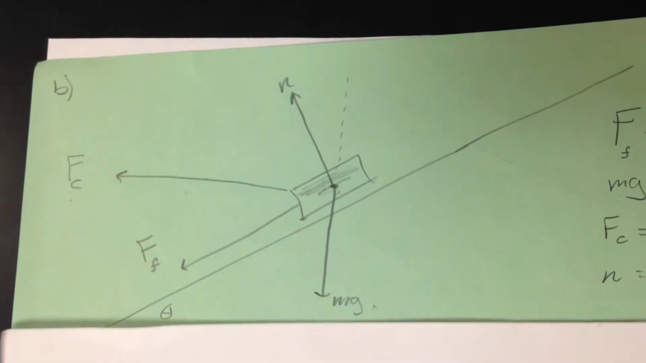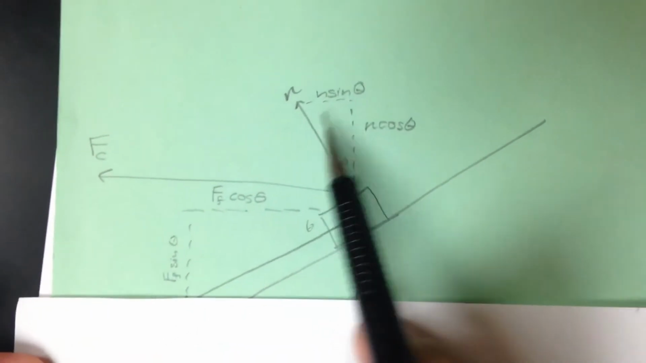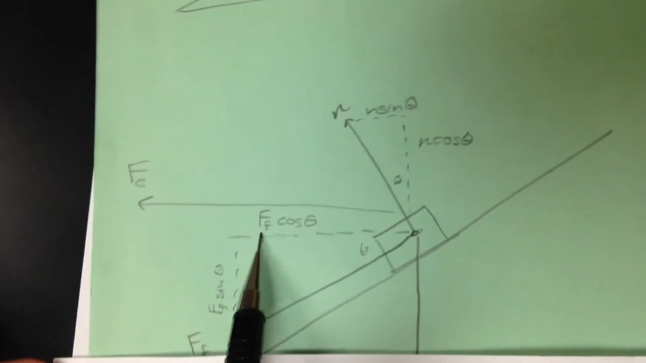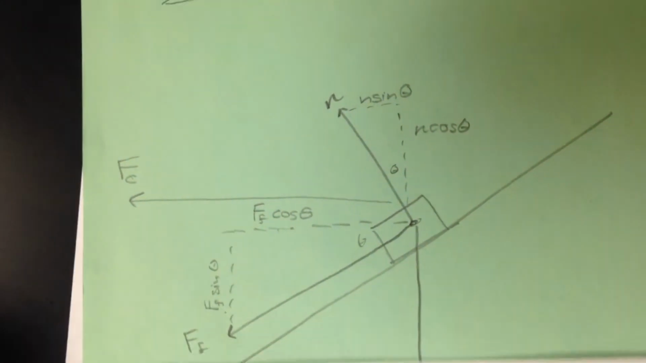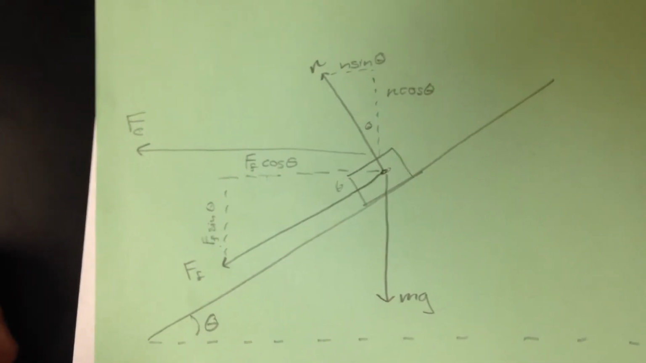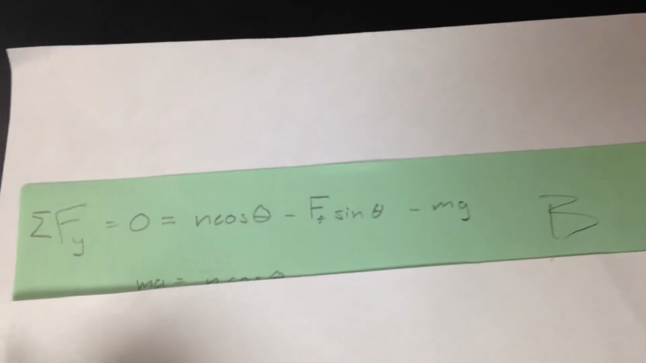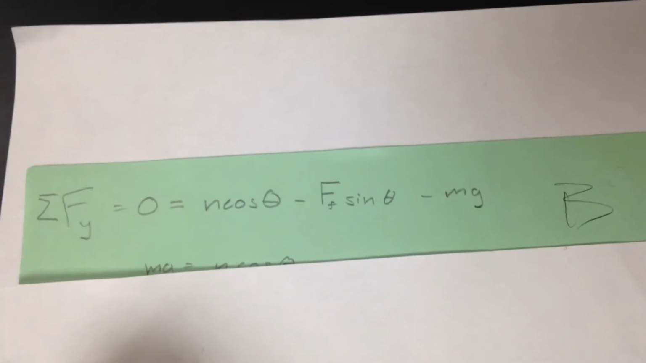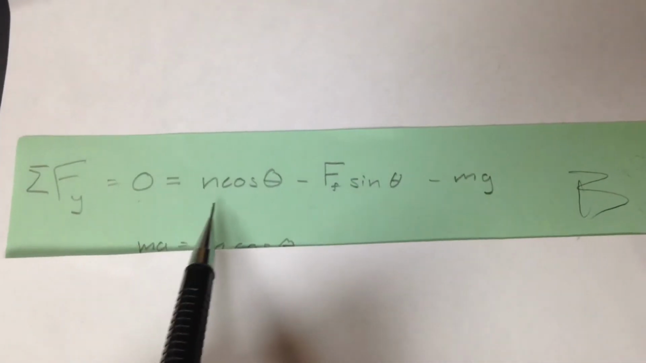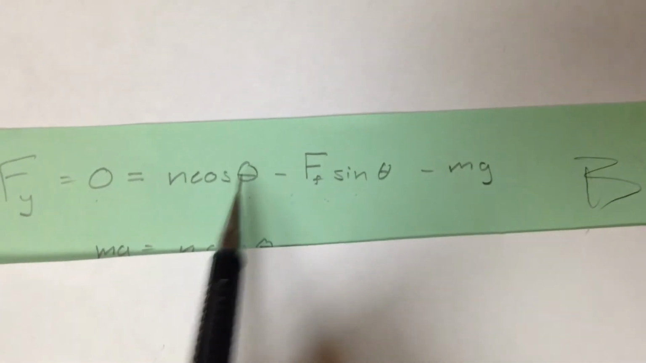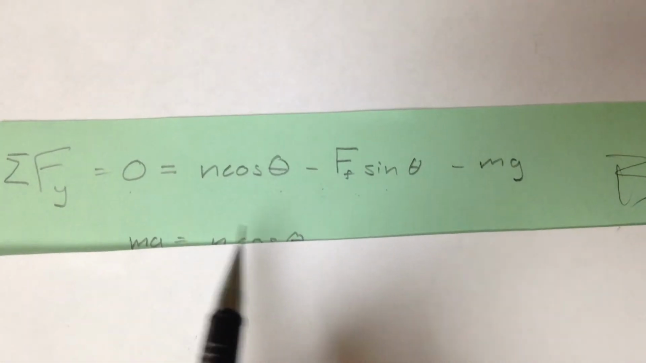Again, we break it up into its component parts. N sine theta and cosine theta. Fc, which is F centripetal, Ff cosine theta, Ff sine theta. And again, mg. Again, we need to find all the forces in the y direction. Since the car is neither accelerating upwards or downwards, we know that the sum of the forces in the y direction is equal to 0. 0 equals N cosine theta minus Ff sine theta minus mg. The negative represents that the force following it is going downward. N cosine theta means the force is going upward since it's positive.